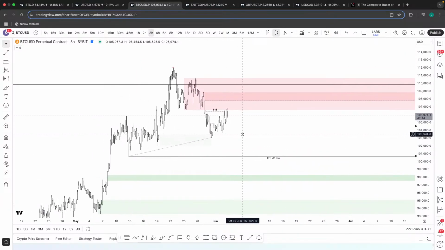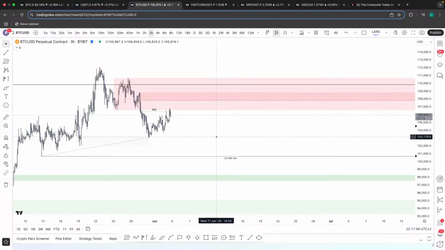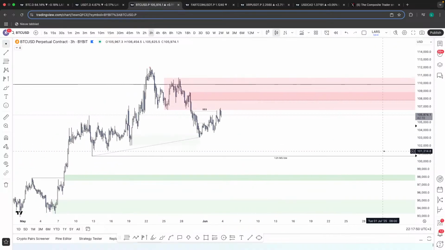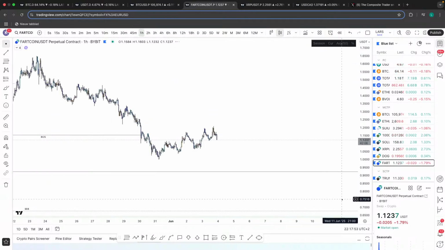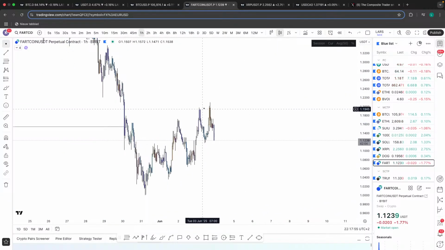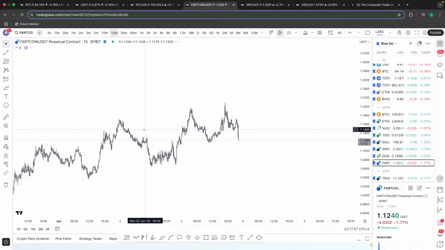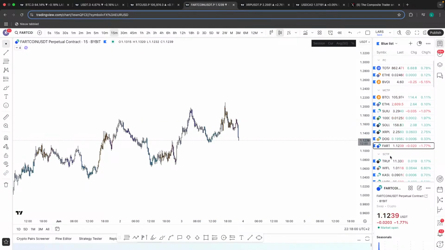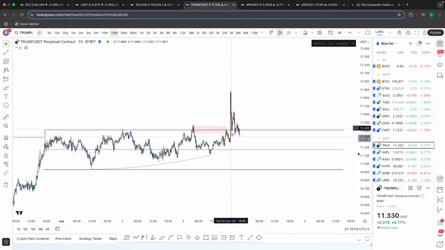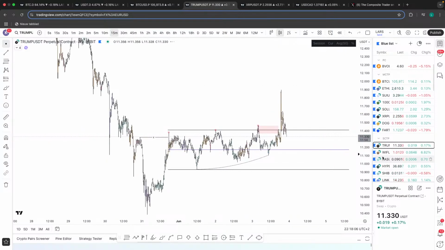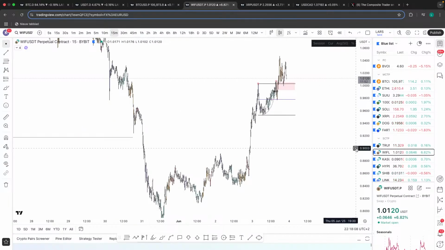And that's kind of been my main objective of today. So I hope none of you guys forced any setups that were simply not there. I'm seeing some distributive behavior here on Farcoin, again having a tap 1, 2, 3. Trump retails an entire pump. I don't know what happened there, but man, what a price action.